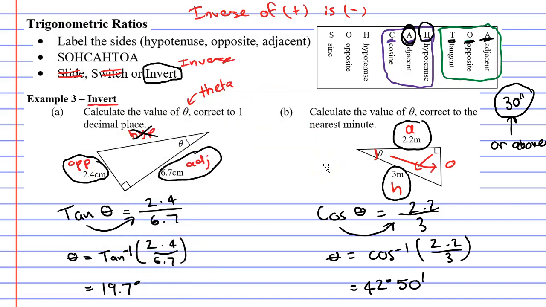Anyway, that concludes our video, just finding the angles on right-angled triangles.